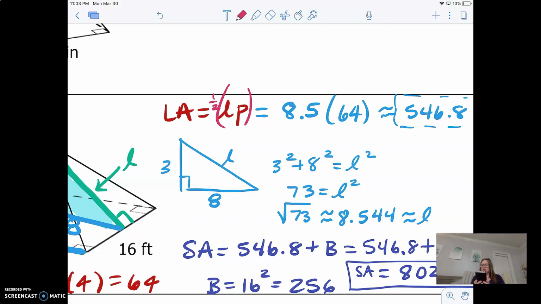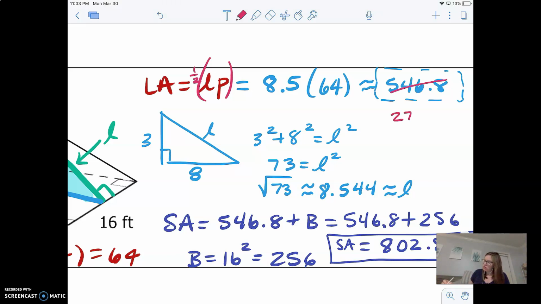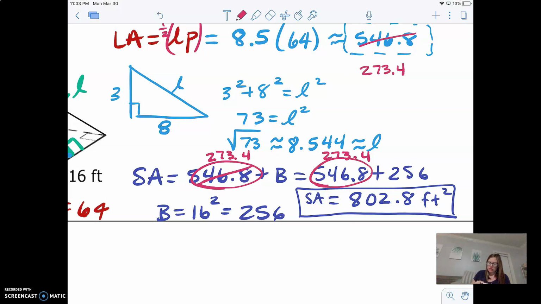Okay, so just real fast. Oh, that's the one that we just did. Okay, so that's not terrible. We can fix that. 546.8 divided by 2. So that's going to actually be 273.4. And then you plug that in right here and here. Okay, so we're going to change that to 273.4. So sorry. And then 256 is still the same. So, okay, not that terrible.